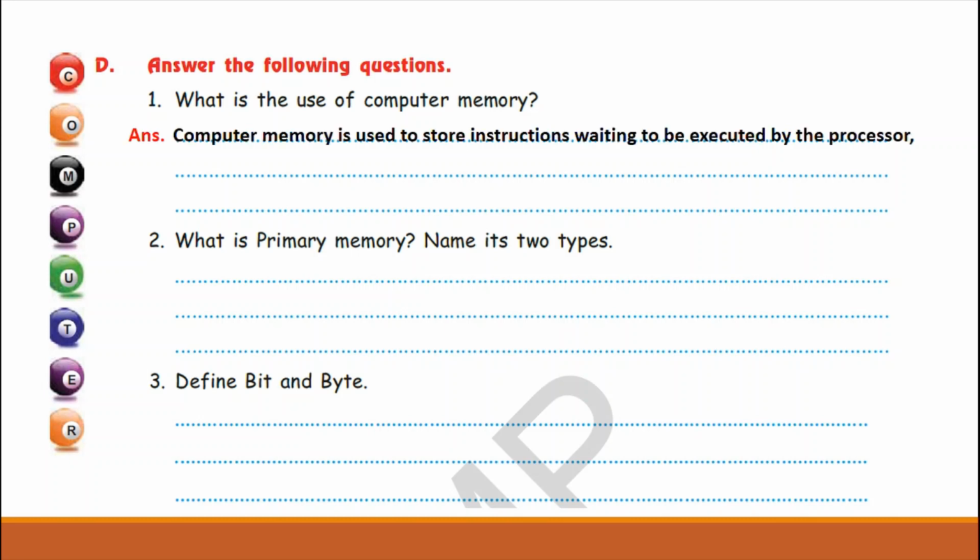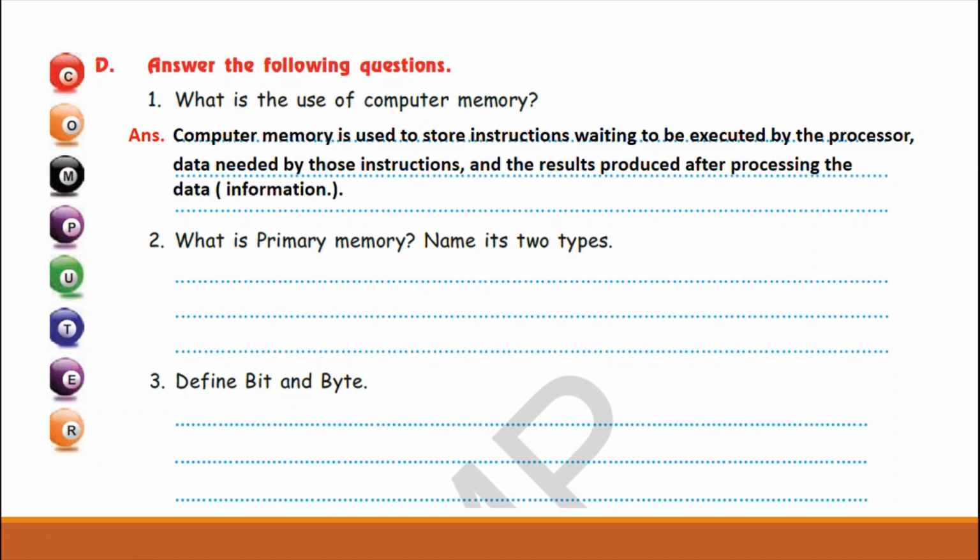Computer memory is used to store instructions waiting to be executed by the processor, data needed by those instructions, and the results produced after processing the data, that is information. Now question number 2. What is primary memory? Name its two types. We have done this in the classification of memory, children. So let us write the answer.